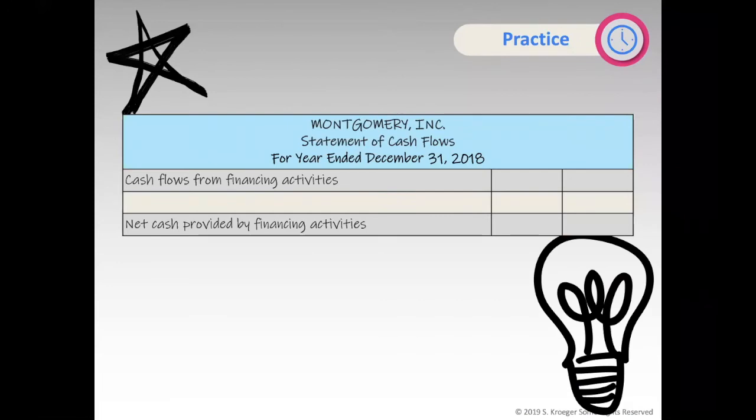The only item that would go in this section is cash received from stock issuance. The amount is $10,000. Would this be positive or negative? What is happening with our cash when we issue stock? We issue stock and then we receive cash. So cash would be an inflow, it would be increasing. We add the left-hand side column and put the total on the right-hand side. There is only one item, so it's pretty easy. It would just be the $10,000.